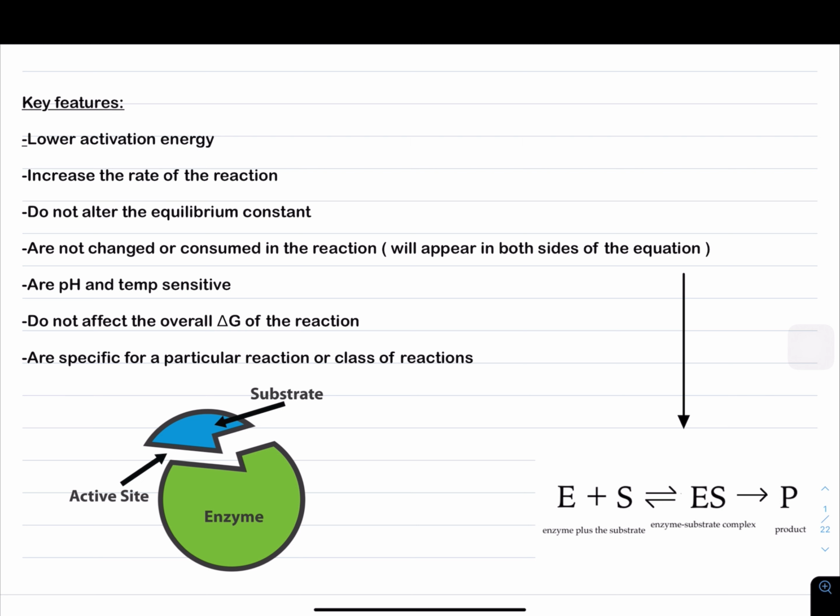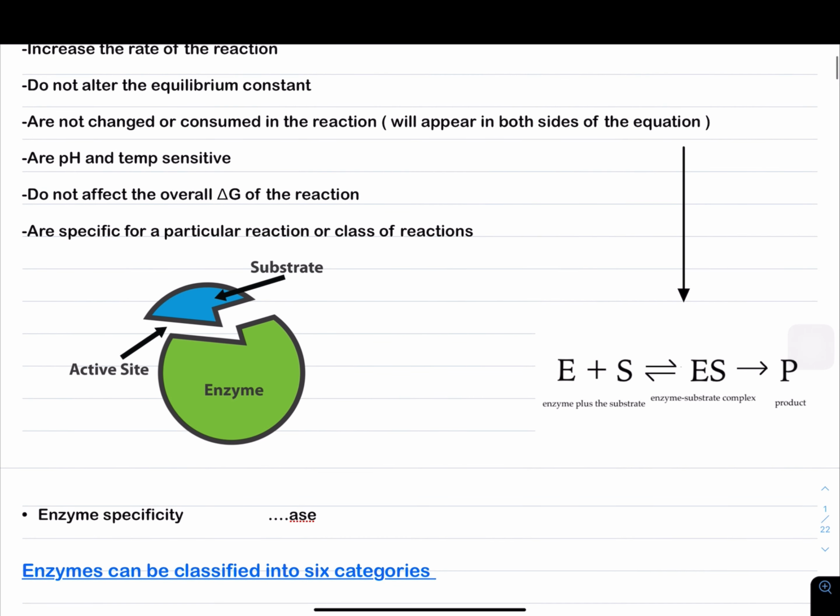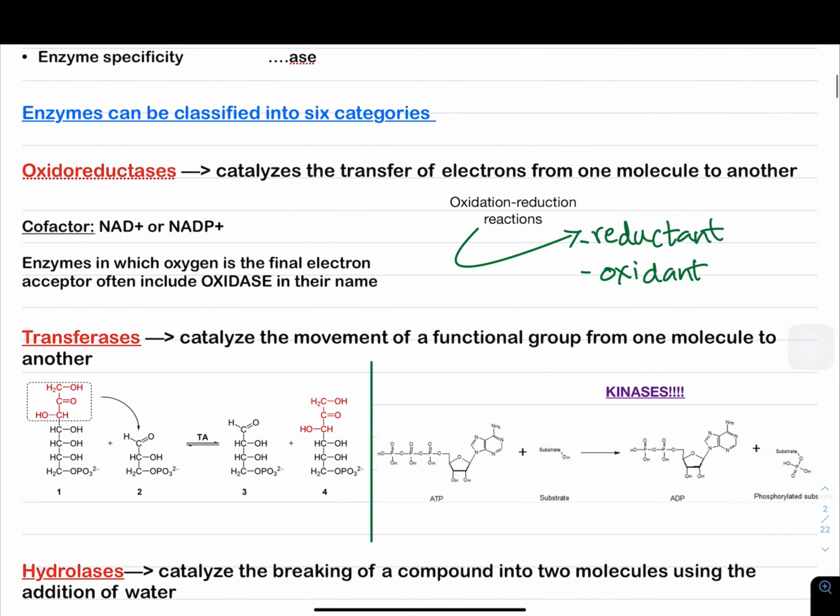Before we move on to the enzyme classifications, just note that the active site is a location on the enzyme where the substrate is held during the chemical reaction, and substrate is the substance that the enzyme acts upon. Most enzymes have names ending in the suffix "ase," and the names are usually descriptive. For example, lactase breaks down lactose. Very simple. And enzyme specificity is the property of an enzyme that describes how restrictive the enzyme is in its choice of substrate. There are 6 categories of enzymes.